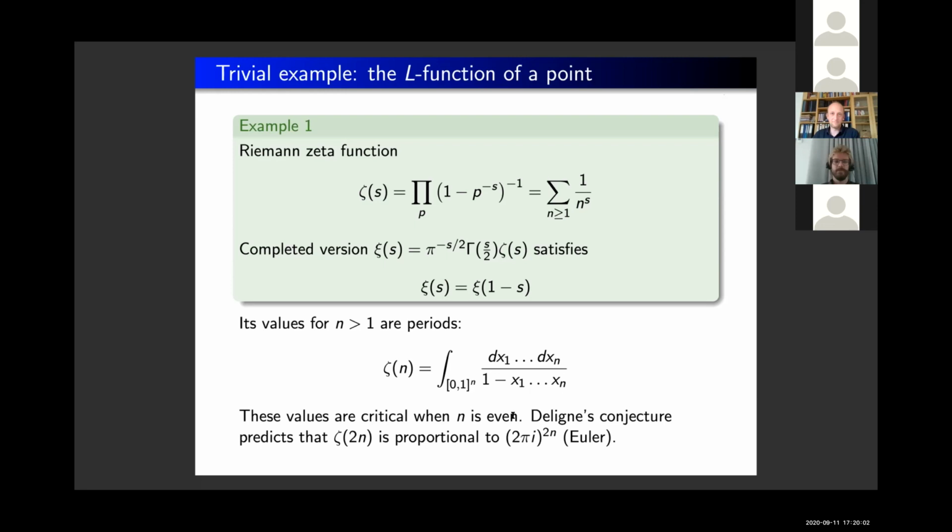As we all know, there's a dichotomy. There's a massive difference between the even values of Riemann zeta and odd values. Deligne's conjecture tells us about the critical values, and in this case it predicts a theorem which was known long before by Euler, that the even zeta values are proportional to an even power of 2 pi i, which indeed they are. Beilinson's conjecture about the odd zeta values is much more subtle, and I wouldn't be able to explain it without spending a very large amount of time on background and speaking about motives and extensions and so on.